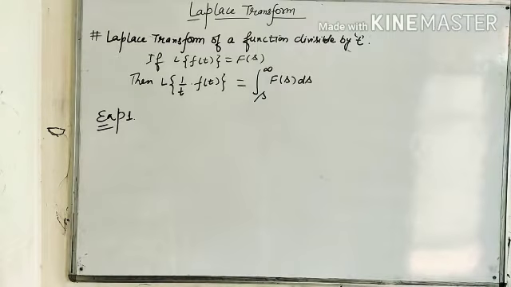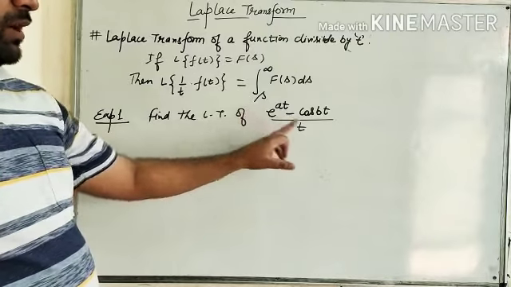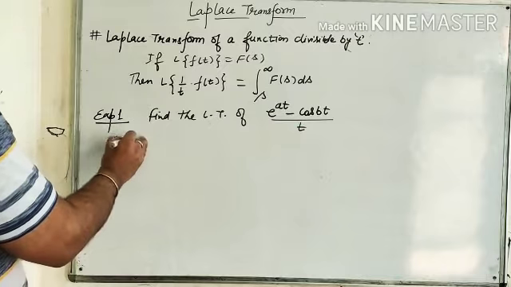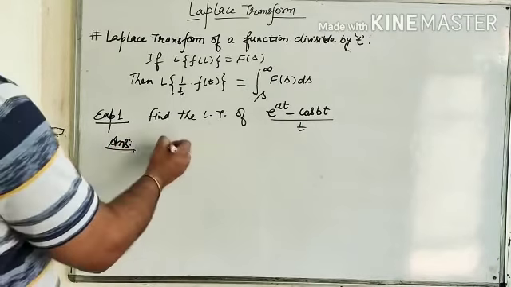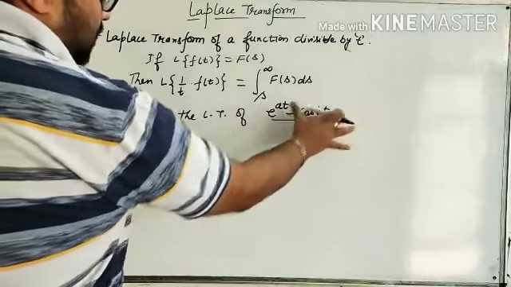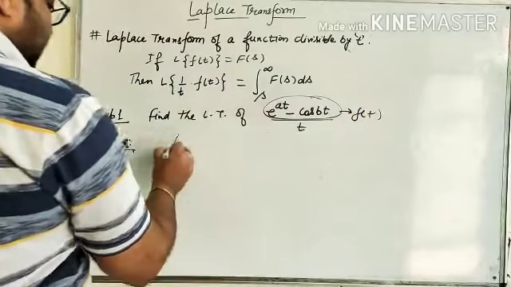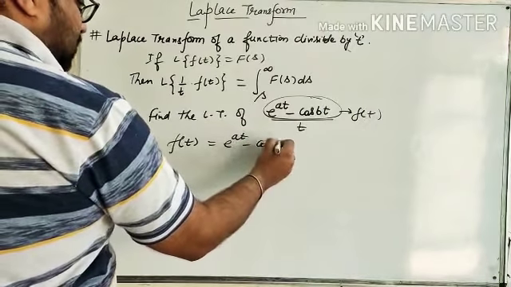The first example is: find the Laplace transformation of (e raised to power at minus cos bt) upon t. To solve this example, first we have to find what is f(t). Here the function is in the form 1 upon t into f(t). So, f(t) is e raised to power at minus cos bt.